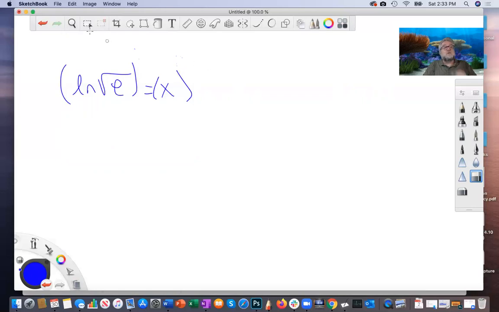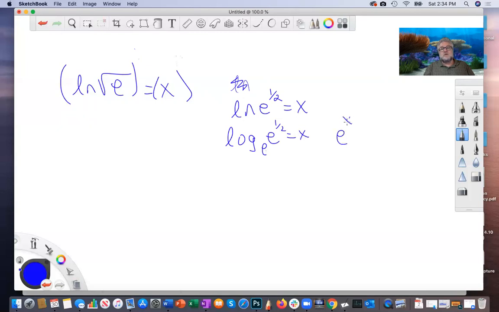So this is going to be what? Well, I'm going to write ln of e to the 1/2 equals x, right? The square root is the same as e to the 1/2. Now I can write this as log base e of e to the 1/2 equals x. And let's write it in exponential form. Base, exponent, answer. Bases are equal, so exponents have to be equal. This thing is equal to 1/2. Does that make sense?